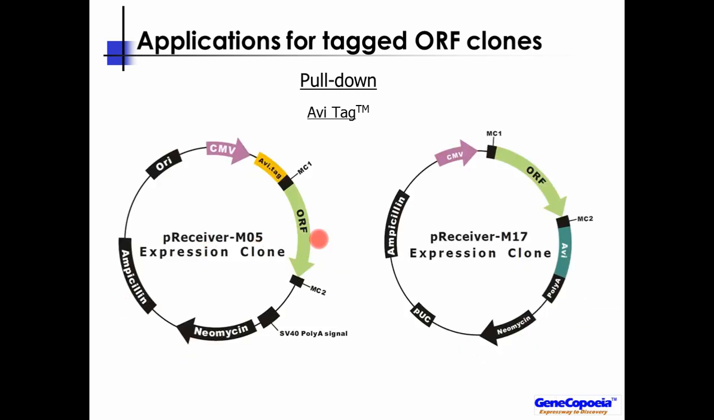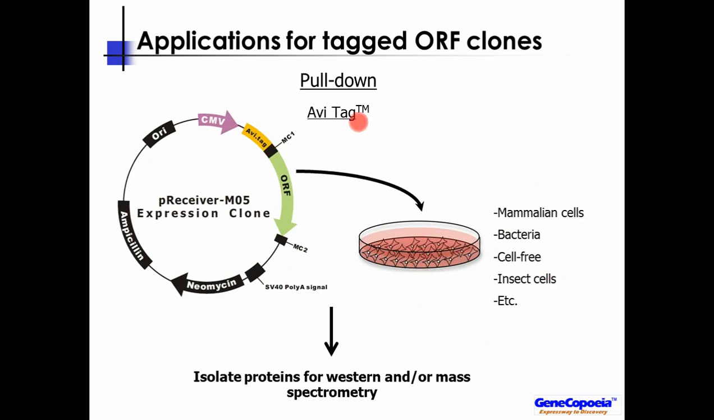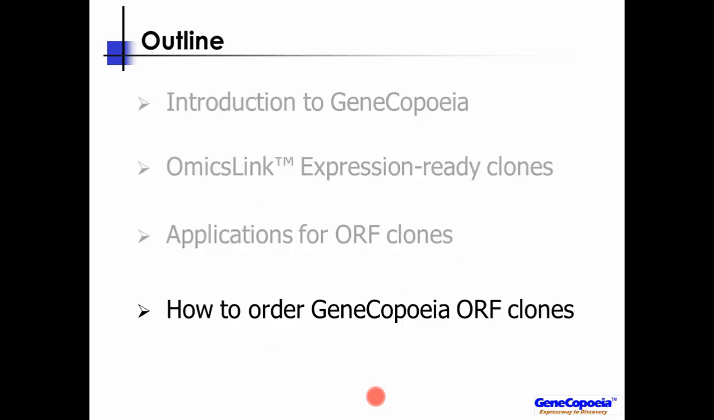As with our other ready-to-go expression clones, we have ready-to-go expression clones for AVI tag, where the ORF is fused in frame either at the N or the C termini. And in this case, one introduces the plasmid into the cell system of choice, and now the cells are lysed and the proteins are isolated for either Western or mass spectrometry for identification.